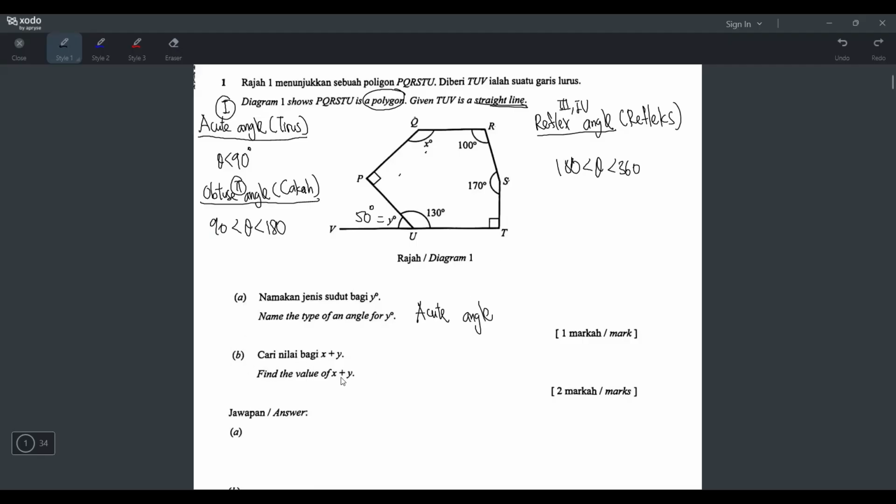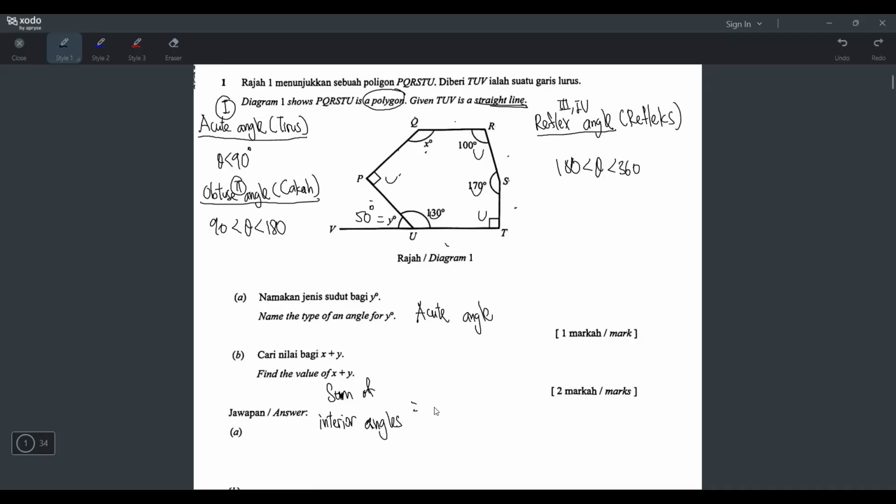Let's do B. Find the value of X plus Y. Y I already know is 50, so that one is easy already. But X I don't know, right? So how to find X? First of all, you need to count how many sides this polygon has, because you already have all the other angles, and the only angle you're trying to find is X. So we can count how many sides and then use the sum of interior angle formula. Sum of interior angle in Bahasa Melayu is jumlah sudut dalam. Interior means dalam.